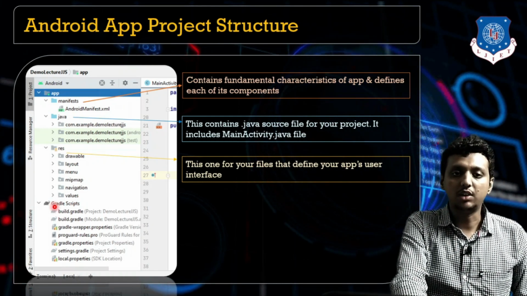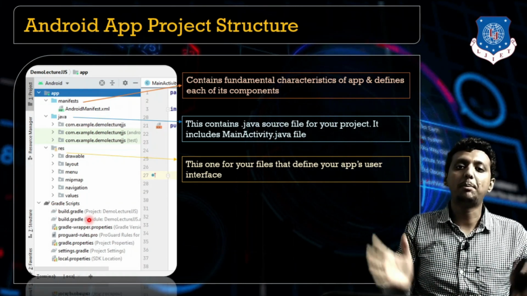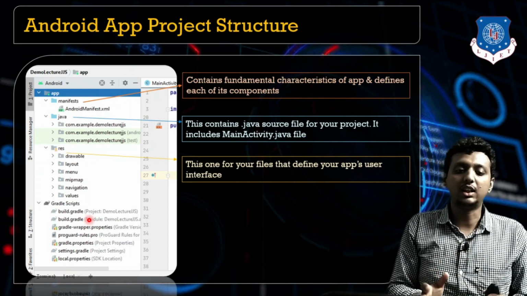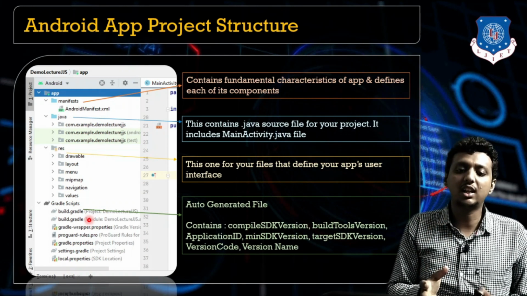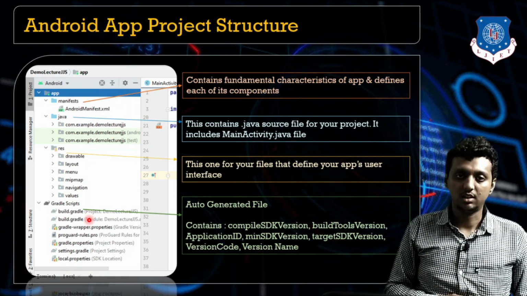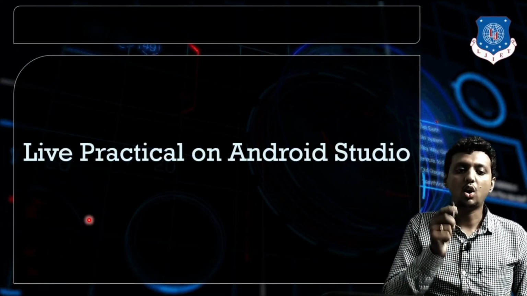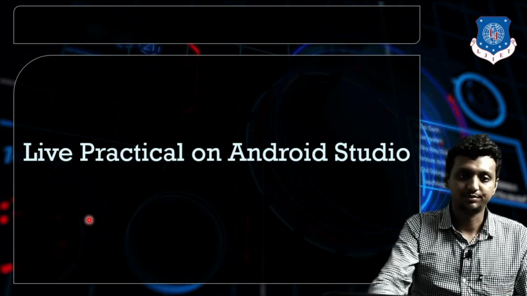And the last, students, we have the Gradle scripts. The Gradle is used to build your application, which needs to be built successfully. It contains all the details, like the SDK details, minimum SDK version, the target SDK version, and build tool version. All these things are there in the Gradle. So now let me show you the live project of Android Studio, how the screen of Android Studio works.